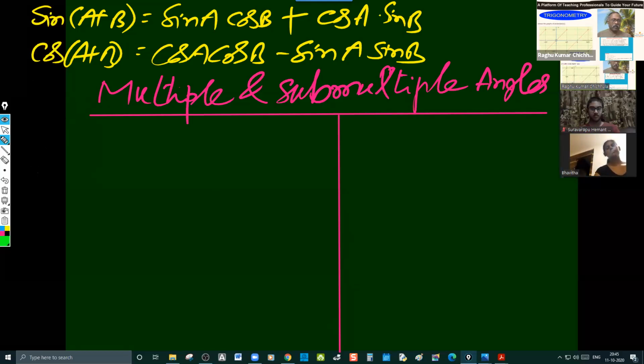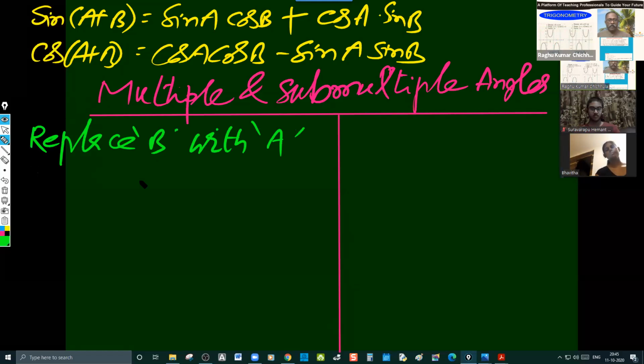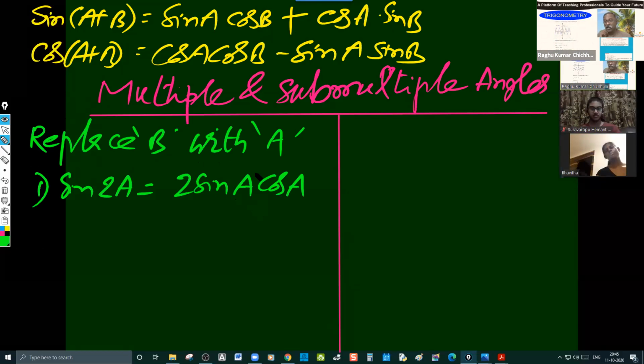in this one, replace B with A. Then what is that? Sine of A plus A. You have to respond, please. Sine of A plus A is sine 2A. This is sine A cos A plus cos A sine A. It is nothing but 2 sine A cos A.